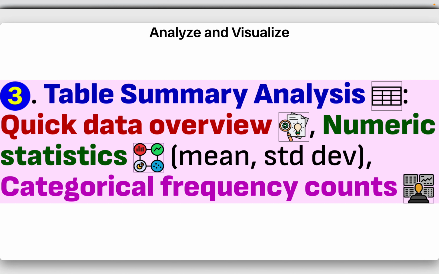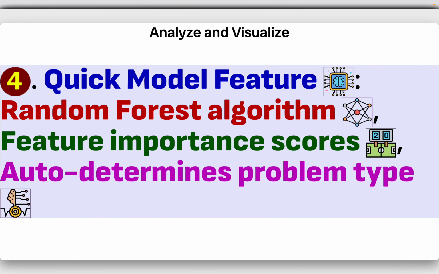The table summary analysis offers a quick overview of data, providing statistics like mean and standard deviation for numeric columns and frequency counts for categorical data. The quick model feature uses a random forest algorithm with a split into 70% training and 30% evaluation to generate feature importance scores between 0 and 1, automatically determining if the problem is classification or regression based on label distinctness.